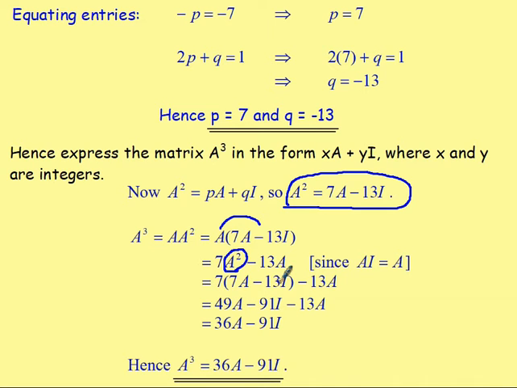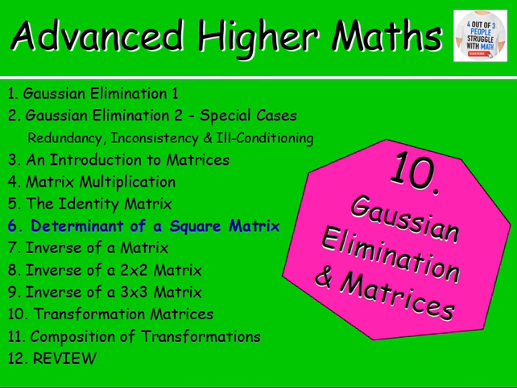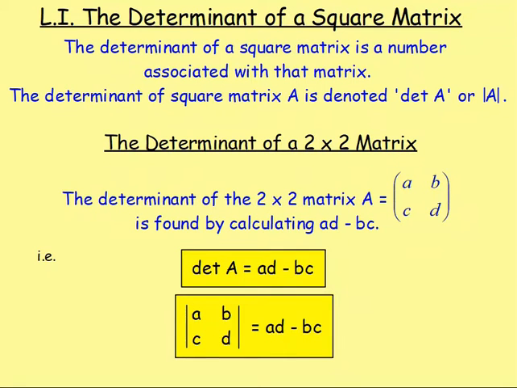7 times 13i will give you the 91i, and you'd be taking away the 13a. From there, you put the a's together and the i's together, and then you can work out the coefficients of a and i. We then looked at the determinant of a square matrix.